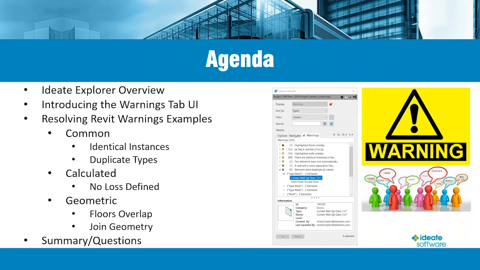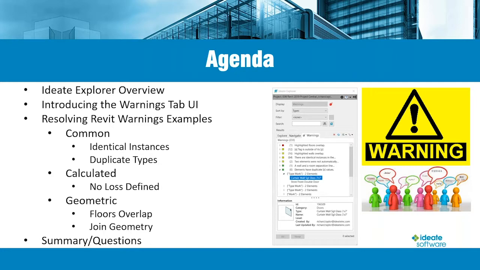Then I'm going to talk about that Warnings tab user interface. And then we're going to go through some examples of how you would fix Revit warnings. Now, I'm going to say right up front, everyone wants the easy button. You push the button and the warning is fixed. Unfortunately, that's not what we're doing here.